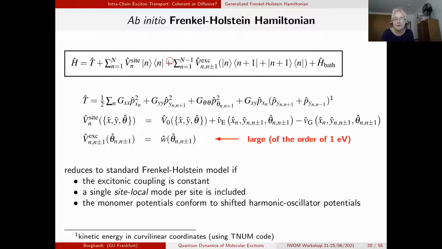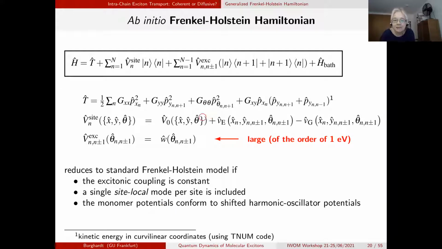Now we come up with an ab initio Frenkel-Holstein Hamiltonian that essentially looks like the original Frenkel-Holstein Hamiltonian. We have nearest neighbor couplings, but now all the parameters are dependent in a non-trivial way on these coordinates that we got from the electronic structure. And we have a kinetic energy that's a little bit more complicated because we have curvilinear coordinates.